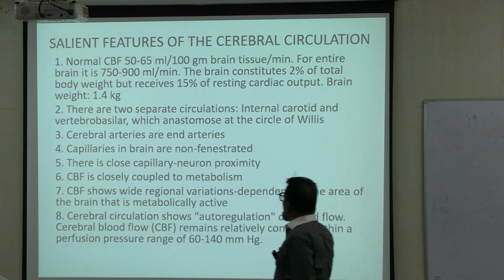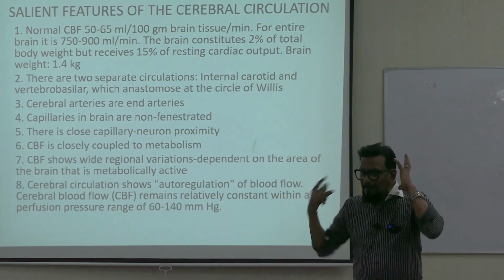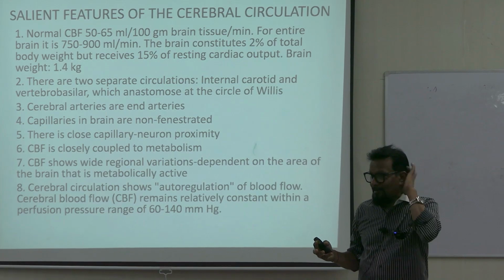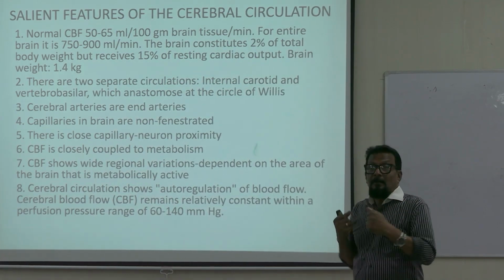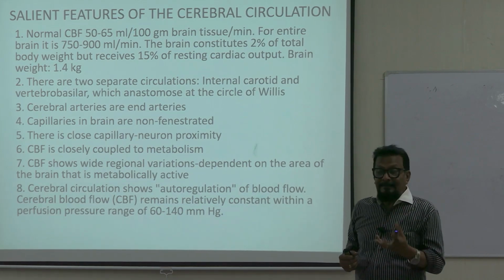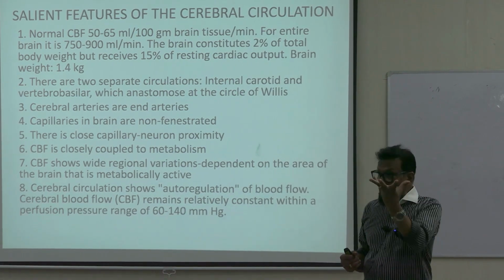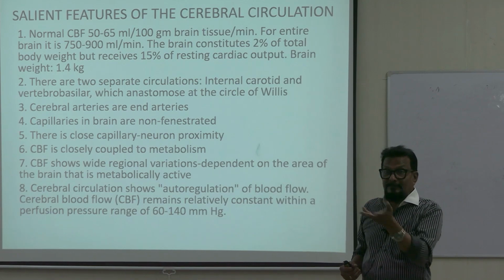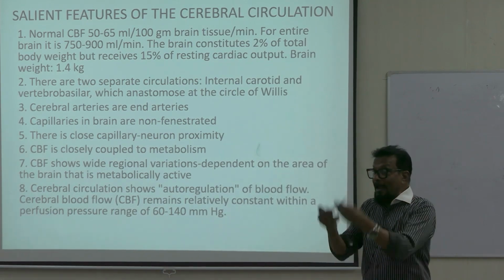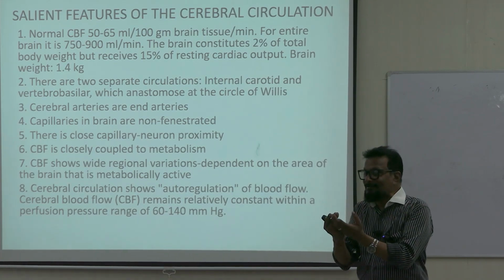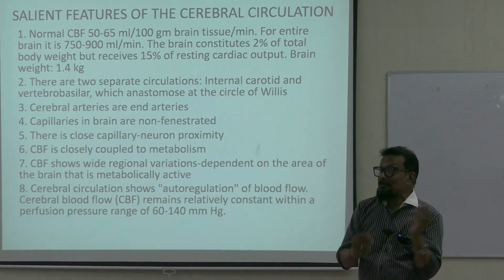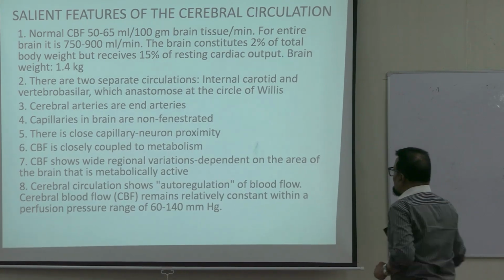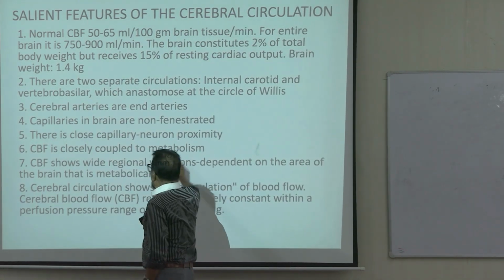Cerebral blood flow is closely coupled to metabolism. Suppose during your exam, your activity is very high. Suppose when you are fighting with somebody, your activity is very high. In that case, the brain requires more blood. So there will be more metabolism, which means more oxygen will be required and more end products will be produced. And these end products are actually vasodilators. They will dilate the blood vessels. So more and more blood will be supplied to the brain. Could you follow this? Right? Okay. So that's why we are telling CBF is closely coupled with metabolism.